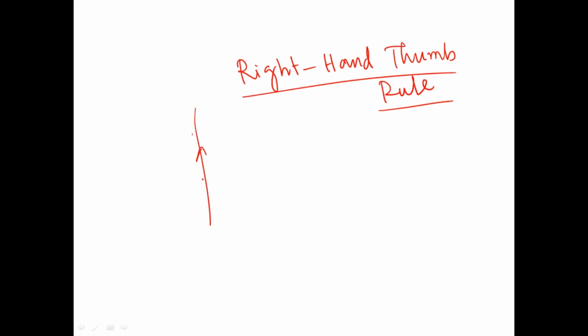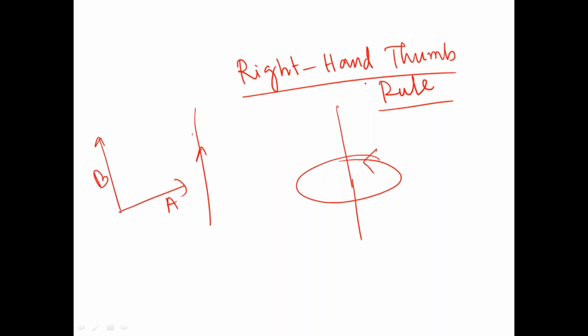Like if you have a current loop, current wire, what will be the direction of the magnetic field? For that you can apply it. You can also apply it for a current loop to calculate the magnetic moment, and for the cross product when you have two vectors A and B. So this is very important here.